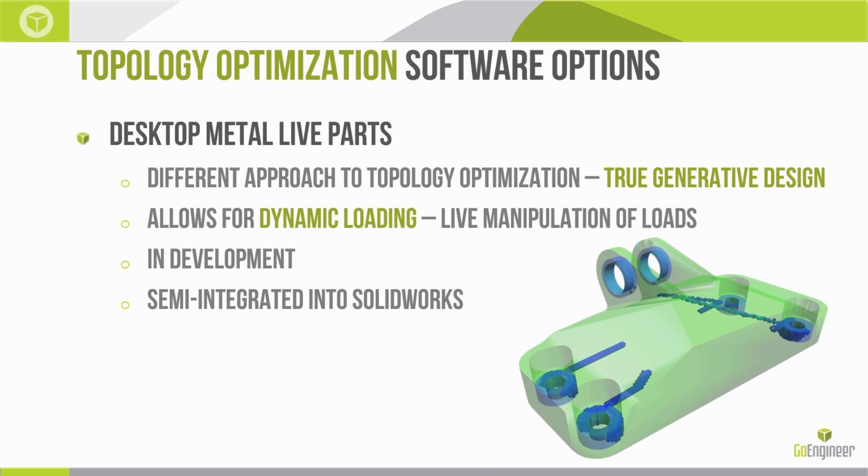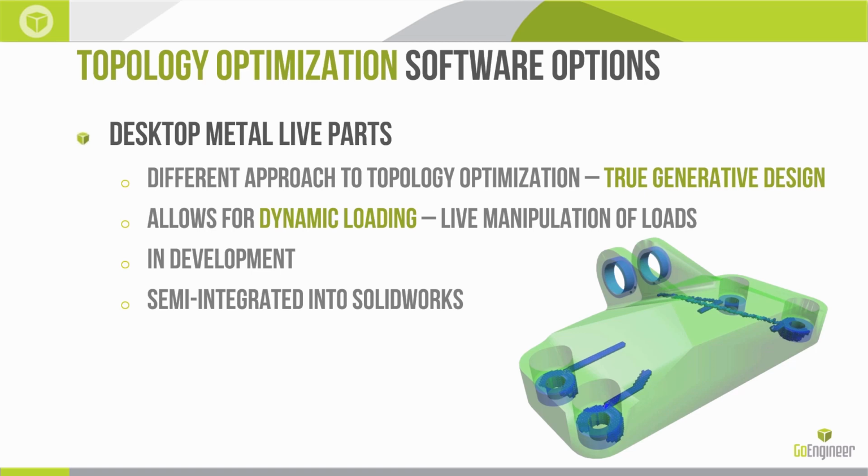It's called Desktop Metal Live Parts. And if you were at SOLIDWORKS World this past year, you saw a promotion of it. That was version 1.0. I think now we're in version 1.6, and the improvements are getting better and better, and the software is getting better and better with each iteration. It has an entirely different approach to topology optimization than the prior two pieces of software.